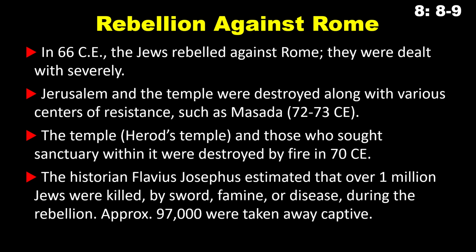The historian Flavius Josephus estimated that over 1 million Jews were killed by sword, famine, or disease during the rebellion. Approximately 97,000 were taken away captive. Note that many Christians escaped this as they had left the Jerusalem area due to the warnings from Jesus Christ about the destruction of the temple and other clues. Many view what happened to the Jews as the divine retribution against them for the fate of their Messiah, the Christ.